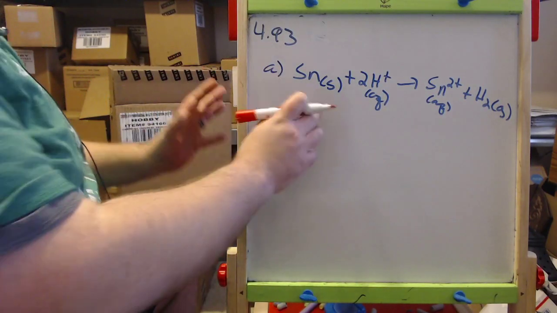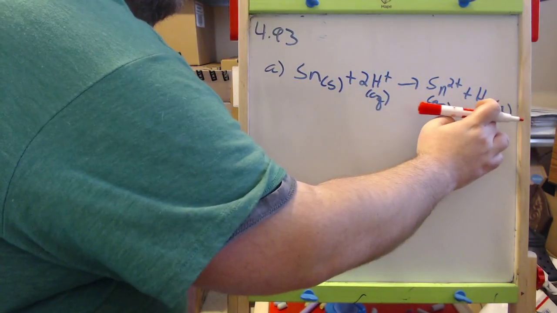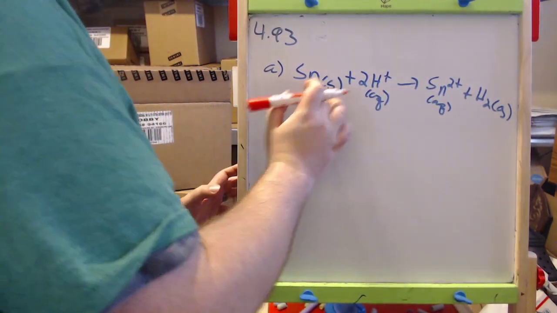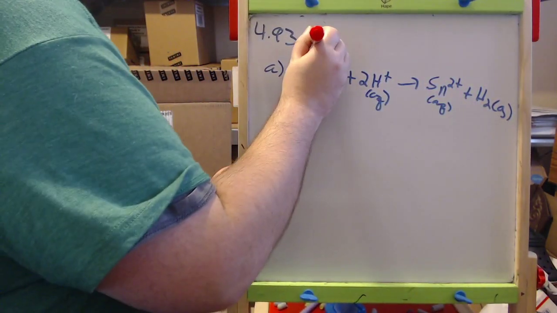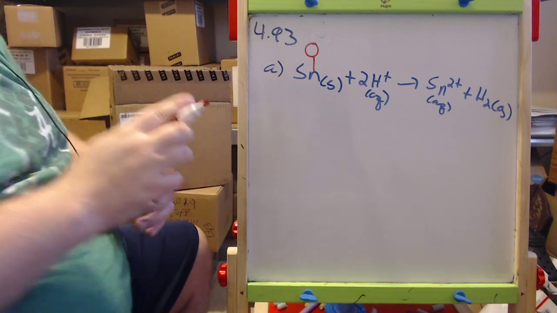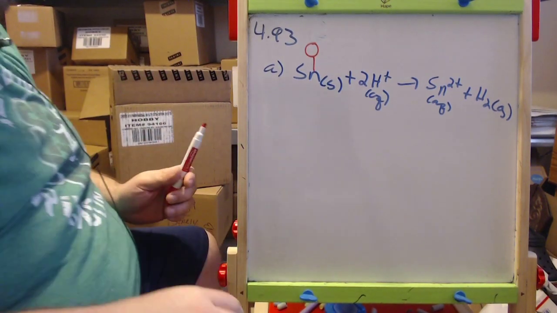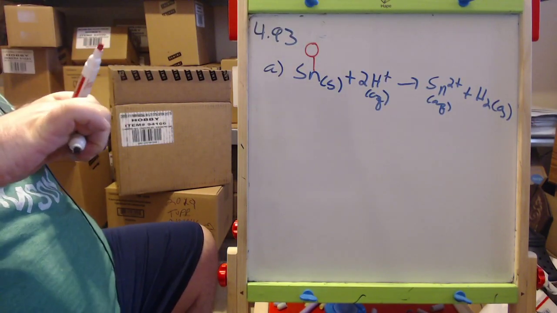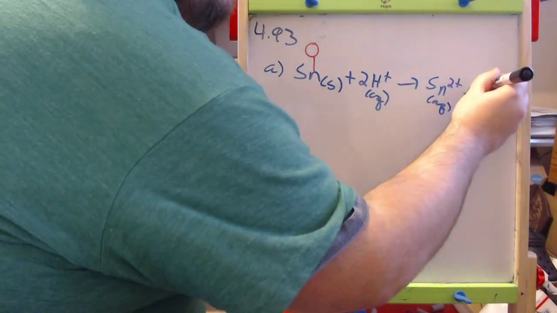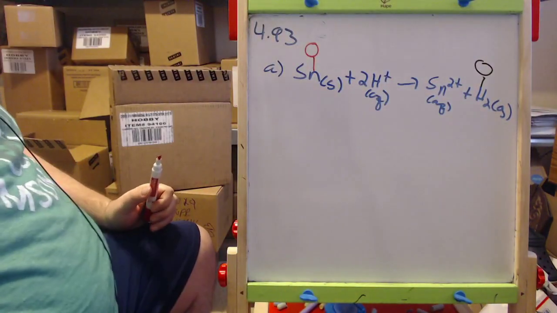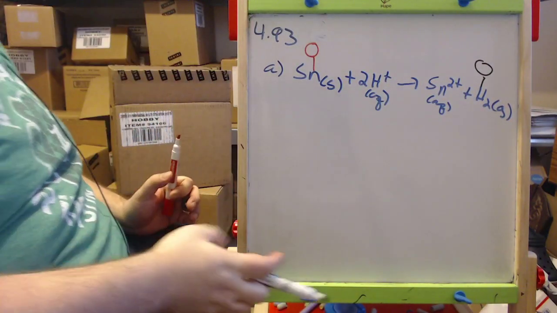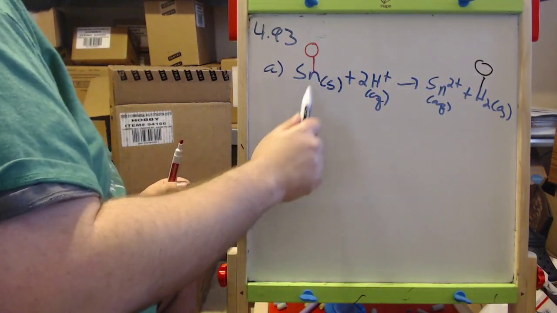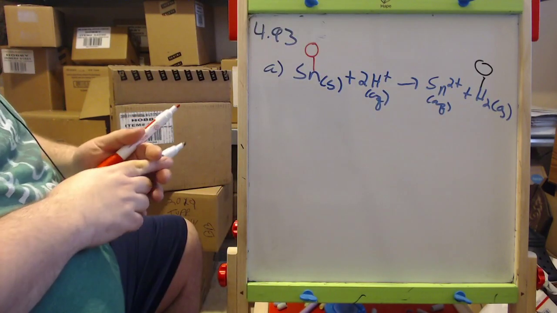So it says that if I'm in my elemental state, how I appear in nature, my oxidation number is 0. So I'm going to use two different colors. I'll use red for tin, and I'll use black for H2. So they're both 0. If I'm in my elemental form, meaning if I'm a diatomic, I'm in my diatomic form. I'm a metal, I'm in my solid form. My oxidation value is 0.